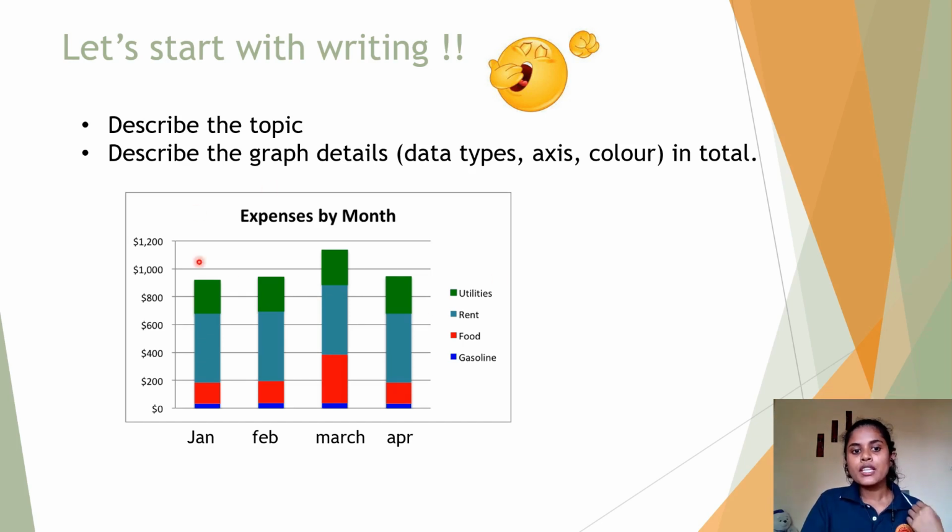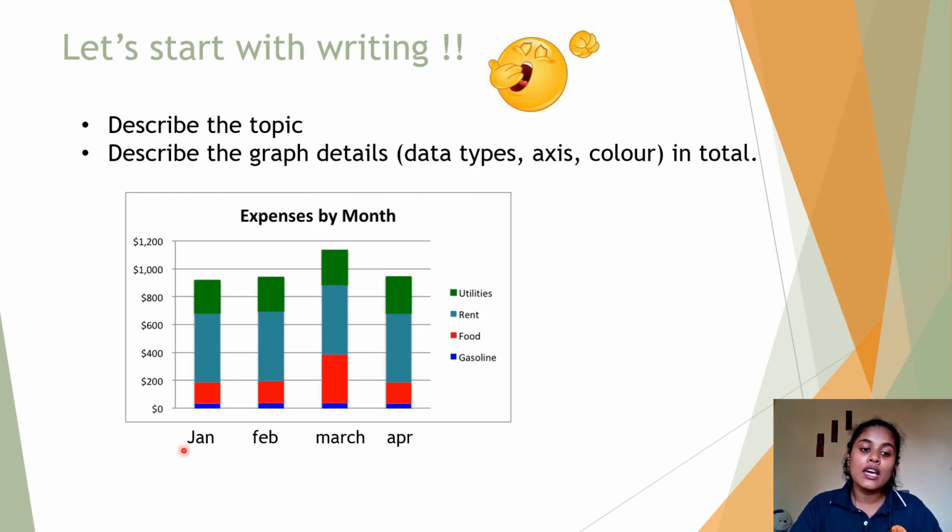So here the expenses by month is given. First we are describing the topic. So first we should say what this graph is saying. The topic is represented like this. We should say, this graph represents, or this graph describes, the expenses by month in the months from January to April. That's how I would describe the topic. Likewise, you should describe the topic and the graph details, the axes.